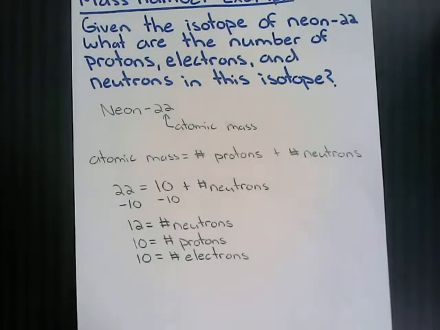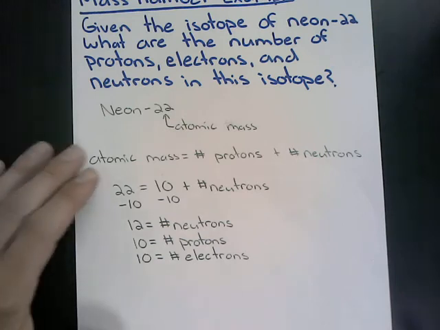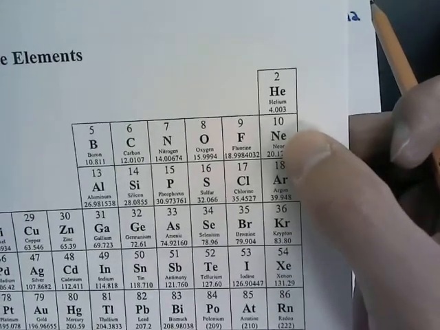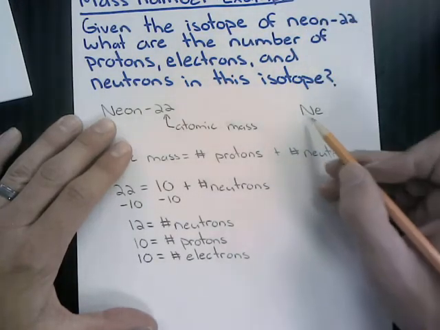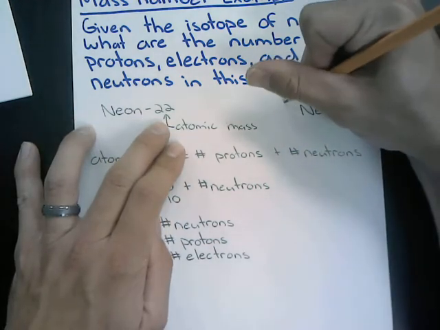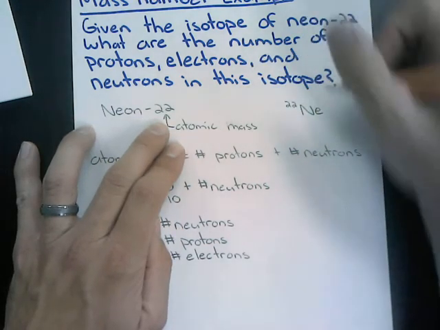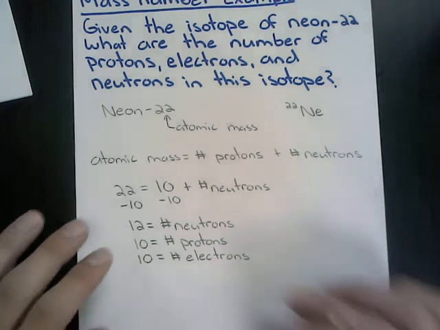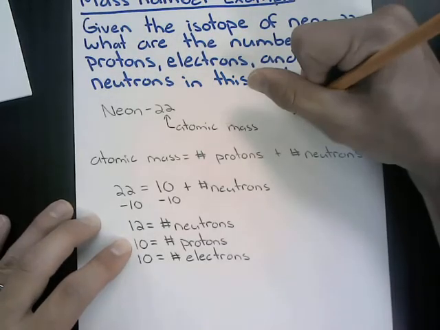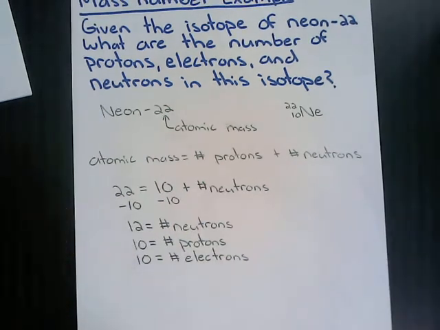Now, before we leave this page, I want to write neon 22 in symbol notation. Again, we look for the symbol, which, if you can't remember, is right here. It is Ne, so we start out by writing Ne. In the upper left-hand corner, we write the atomic mass, which for this isotope is 22. And then in the bottom left-hand corner, we write the atomic number, which is equal to the number of protons. So this would be 10. And that's how we would write that element symbol notation.